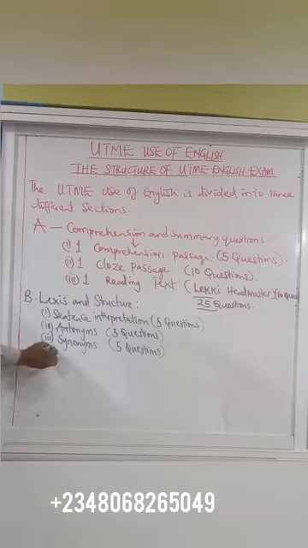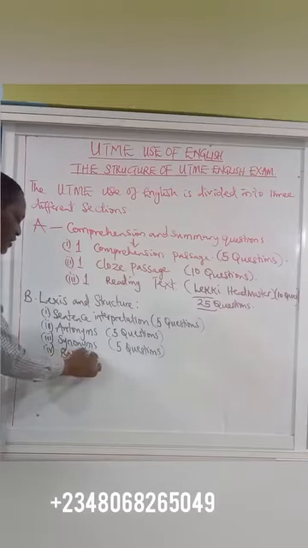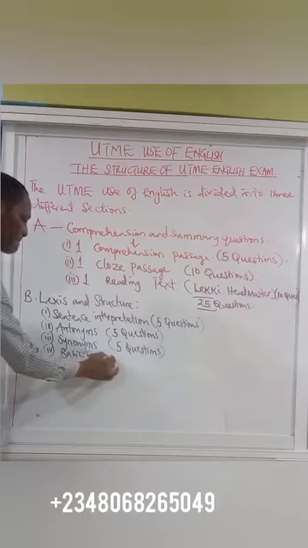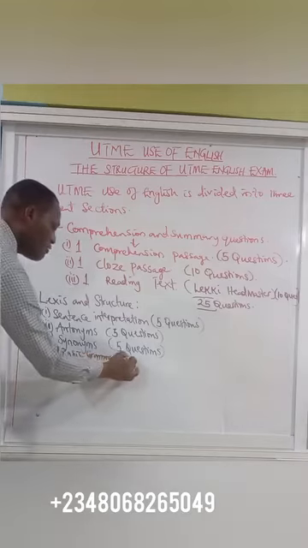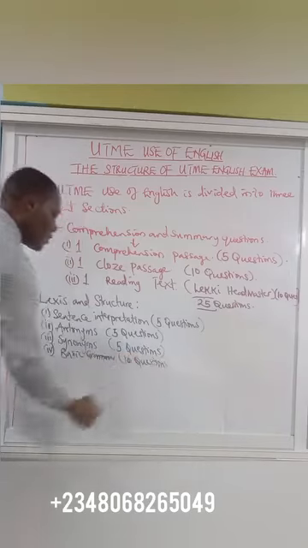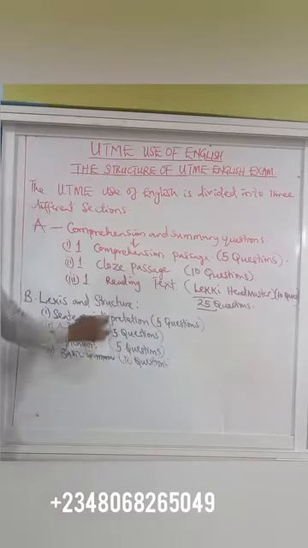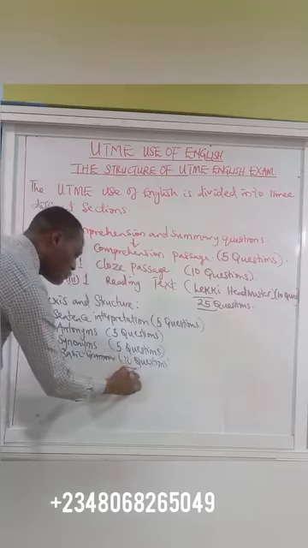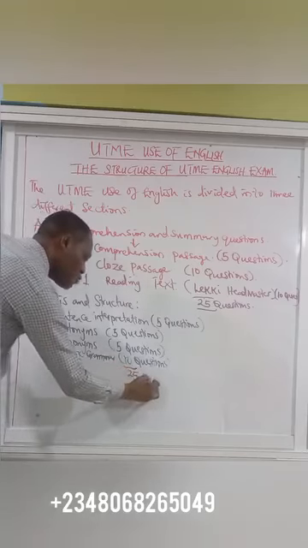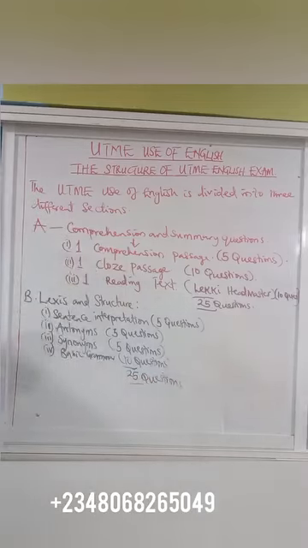Now, the 4th section of this section B contains questions on basic grammar, and this consists of 10 questions. So in all, we have how many questions here? 10 plus 5, we have 25 questions. So that's 50. Okay, now let me go up here.